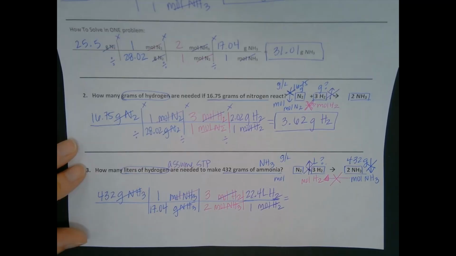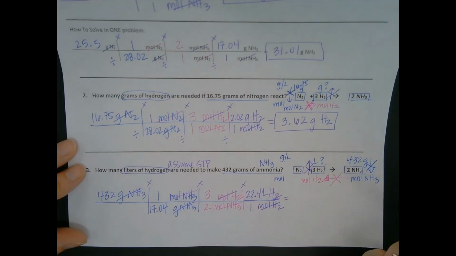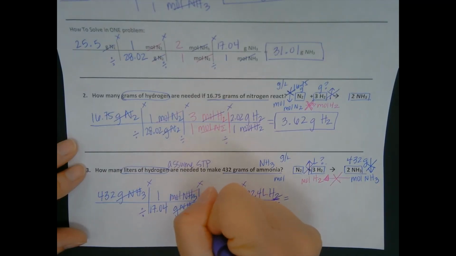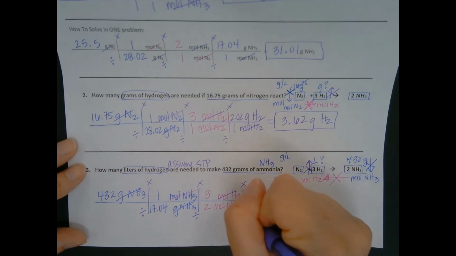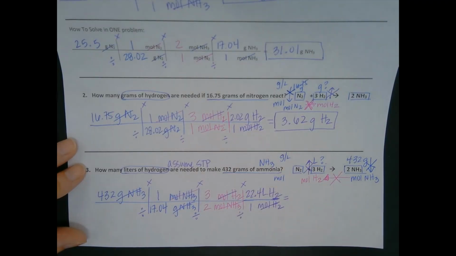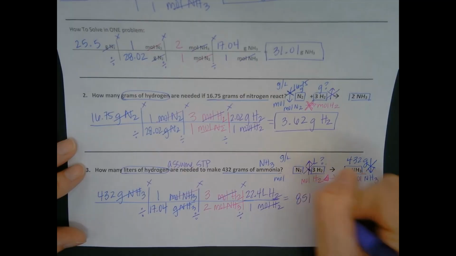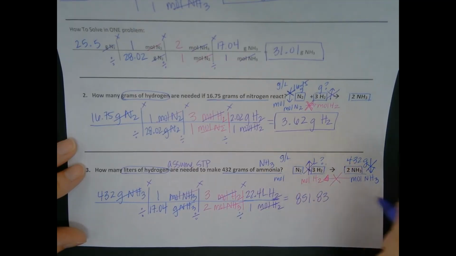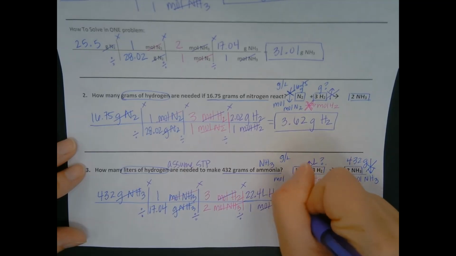So when you put this in your calculator, 432 times 1 times 3 times 22.4 divided by, hit the divide button, 17.04 divided by 2. Hit the divide button again. Just hit it again. Okay? Remember, your calculator will follow order of operations. It will do what you tell it to do. So when you put all this in your calculator, what do you get as an answer? 851.83 liters of H2. There it is. Okay?